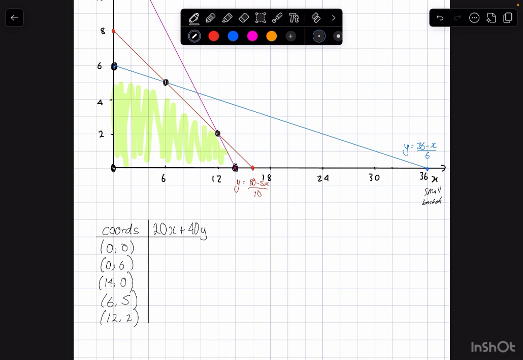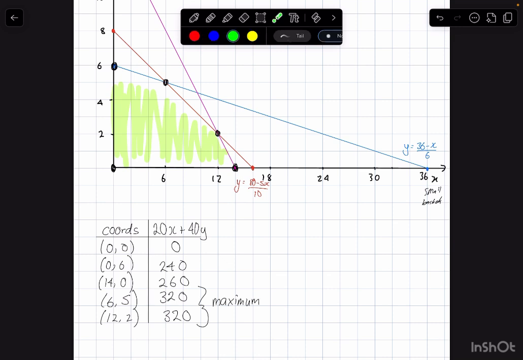Now, if we substitute these x and y values into our objective function that we had earlier, we get the following results. We get 0, we get 240, 260, 320, and 320. Now, what we did last time was go, whoop, we've got one maximum number there, that is our optimal solution. But you can see that both of these vertices give the same maximum.